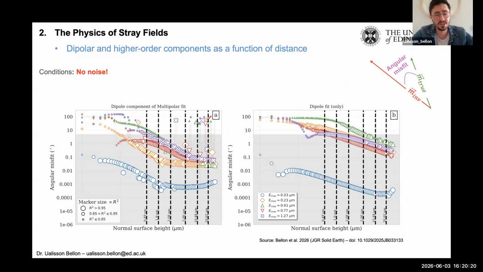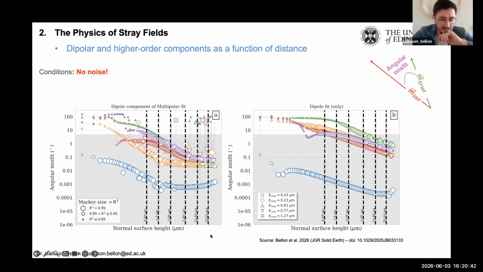So let's go to a few results now. Here I first show the angular misfit, which again is the angular distance between the inverted and the true magnetic moment. On the left side of the panel, you have the inversion for the multipolar model, and on the right one, you have it for a dipole-only model.